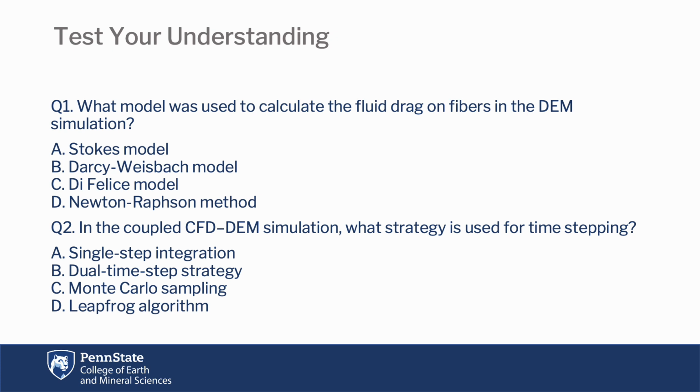So the answer to the first question is C, the third one, which is the Defalice model. And the solution to the second one is B, the second one, which is the double time step strategy.